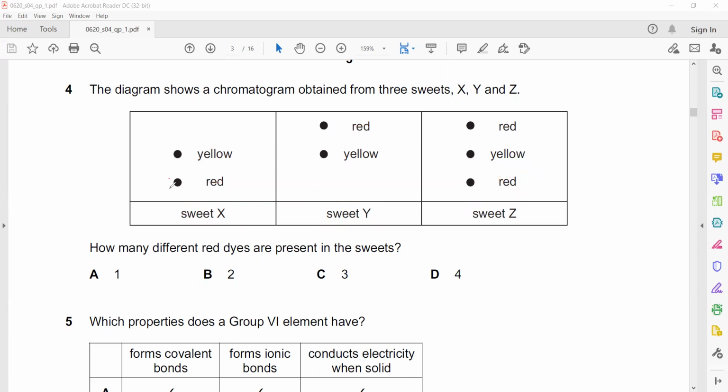Because for example, if this is red A, this is also red A. And if this is red B, this will be red B as well. So this is one red color, and that is another. That's why we are saying there are two red colors.